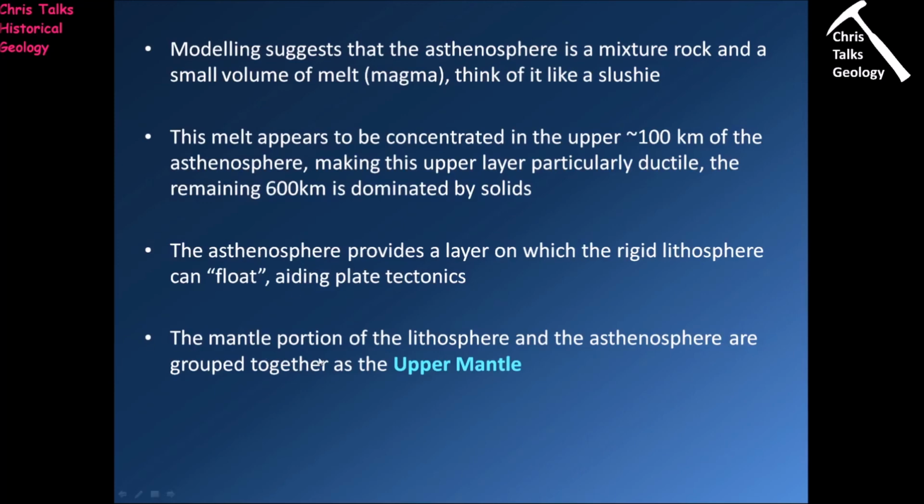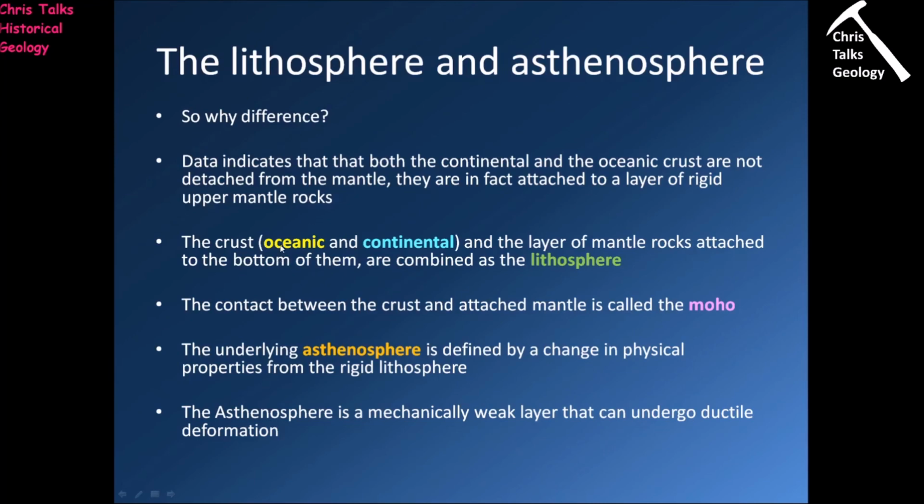So the combination of the little bit of mantle rock stuck onto the bottom of the lithosphere and the asthenosphere is also sometimes referred to as the upper mantle. So I've just thrown a whole load of terms at you. So let's just try it one more time. The oceanic crust and continental crust are chemically different, but they are both solid. And attached to the bottom of both of them, we have a small layer of mantle rock. So the oceanic crust, the continental crust, and that small bit of mantle rock are lumped together as a lithosphere. Underneath the lithosphere, there is a semi-liquid layer on which the lithosphere floats, and that is the asthenosphere.